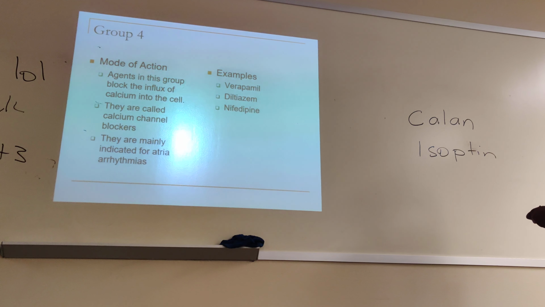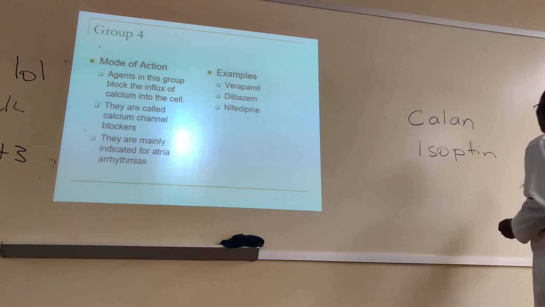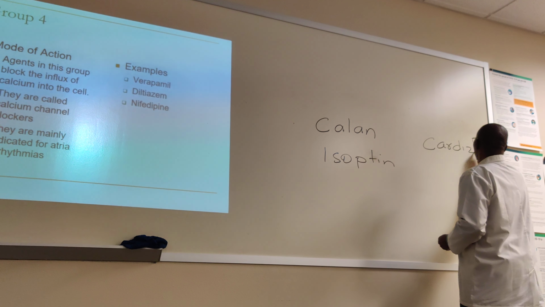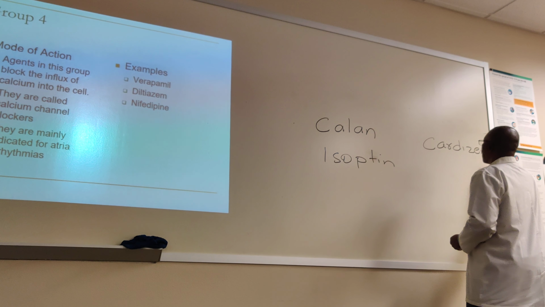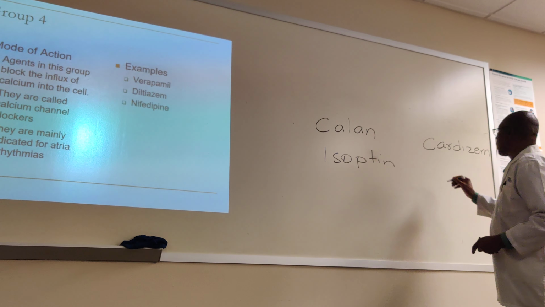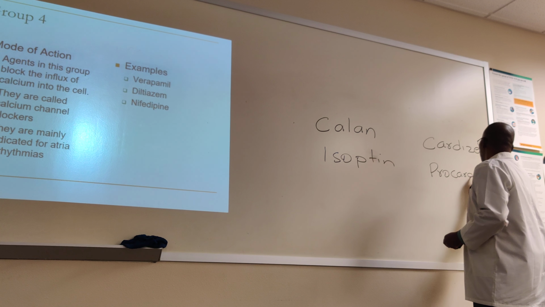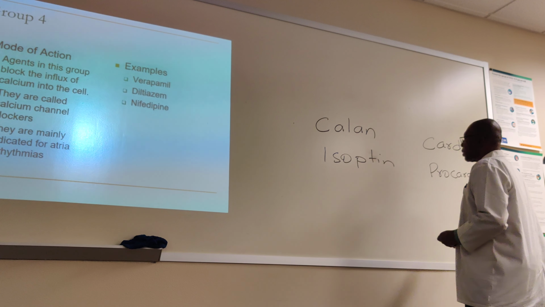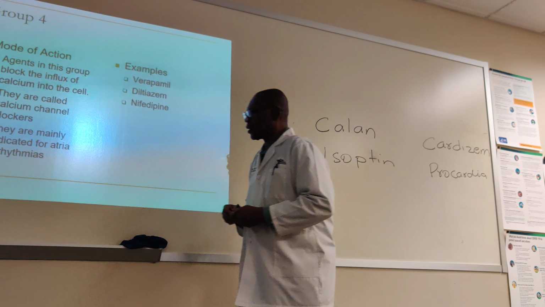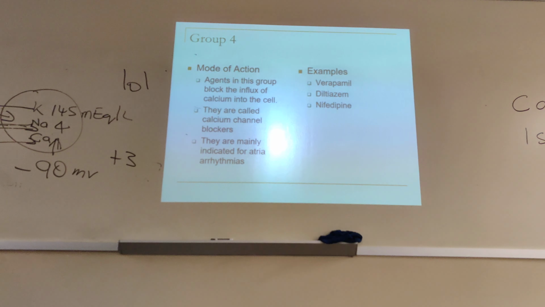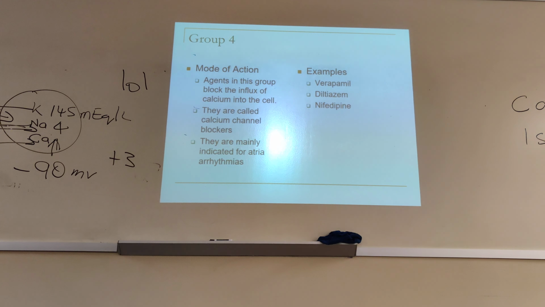Okay? And then we have verapamil, that's Calan, very common on the Zen. That's common. And then nifedipine is Procardia. Those are calcium channel blockers. They will slow down the heart rate by blocking the influx of calcium into the cell.